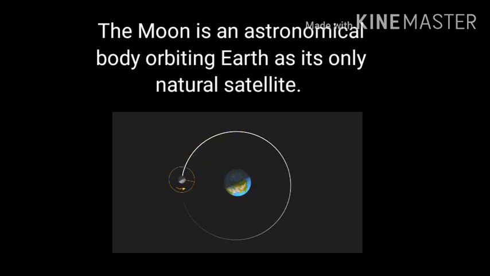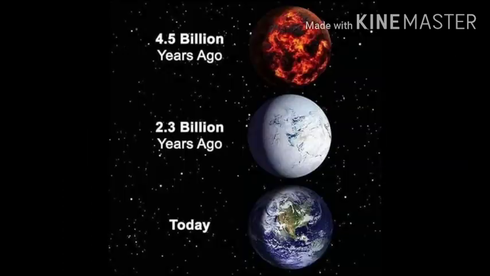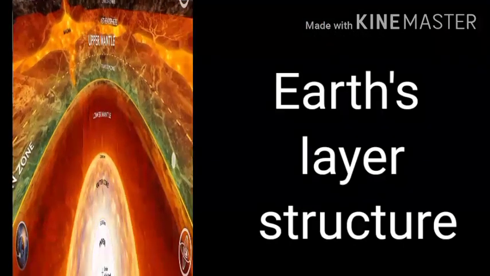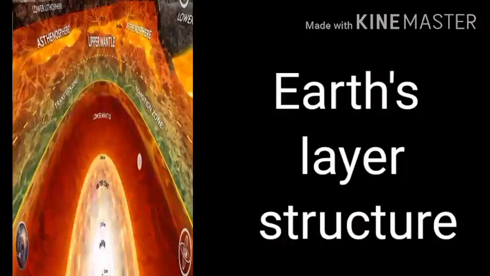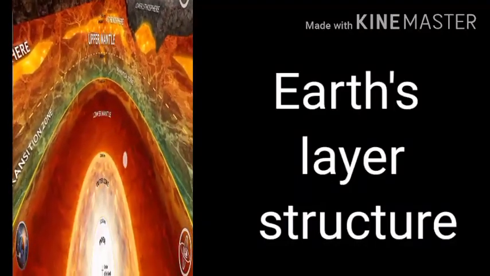Students, it was a short piece of information about the moon. Now moving to the next topic, evolution of the Earth. Students, already you have studied about the evolution of the Earth in our previous video. In this topic, we will know how the Earth has a layered structure in short.